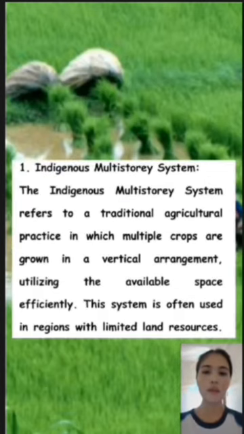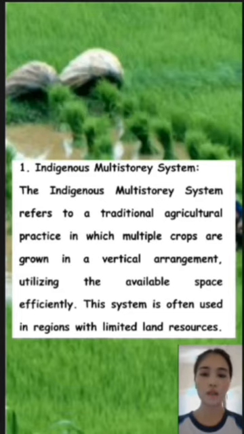Indigenous multi-story system. The indigenous multi-story system refers to a traditional agricultural practice in which multiple crops are grown in a vertical arrangement, utilizing the available space efficiently. This system is often used in regions with limited land resources.